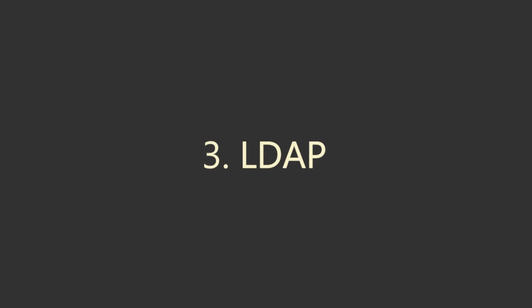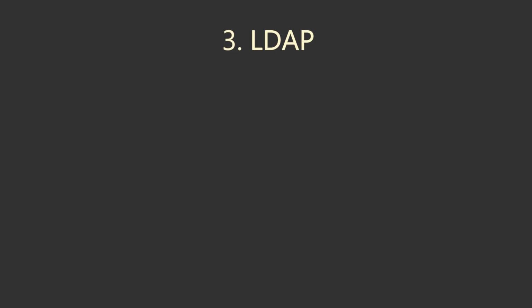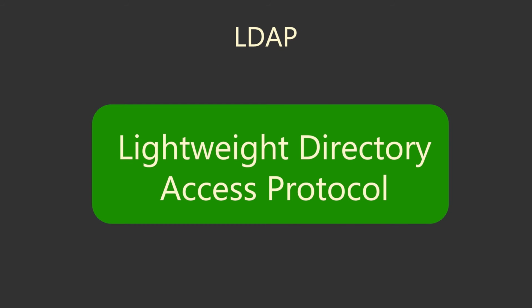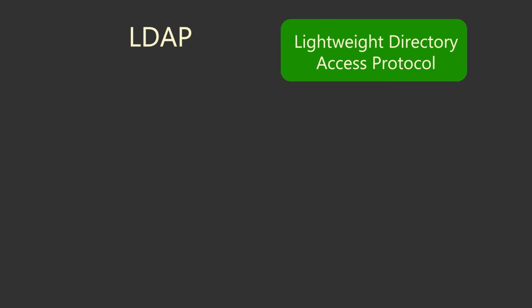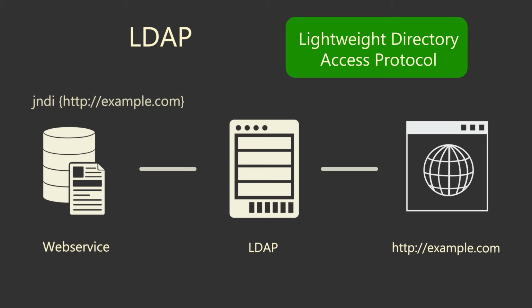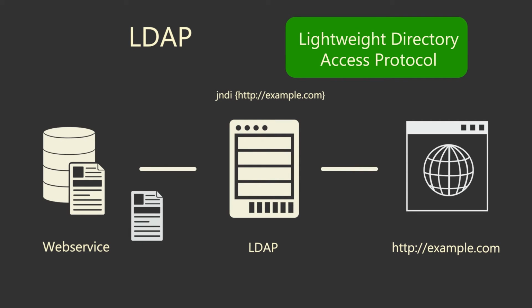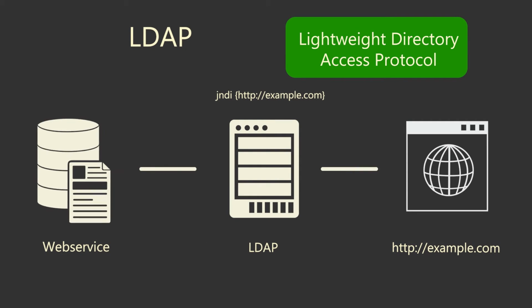JNDI queries are facilitated by a type of server protocol called LDAP, or Lightweight Directory Access Protocol. LDAP servers are used to handle these JNDI queries. Whenever a JNDI query is made, the request is sent to the LDAP server and the relevant code is retrieved and substituted into the web service runtime for execution.